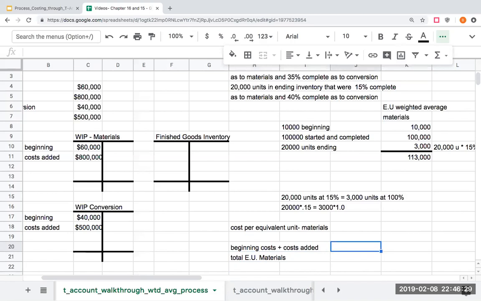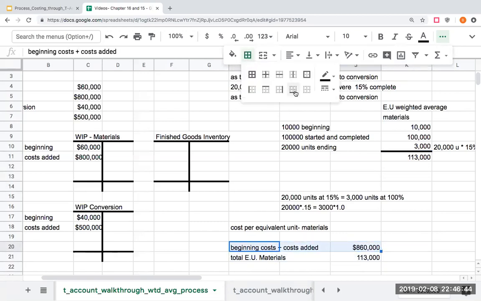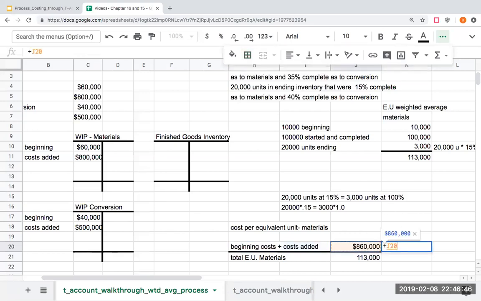So here this is going to be 60,000 plus 800,000, or 860,000, divided by 113,000. And I'm going to get a totally messed up number because I just made these numbers up. So right here, I got a cost per equivalent unit of, and it's going to be some crazy number. Okay, so there we go. We'll call this $7.61.